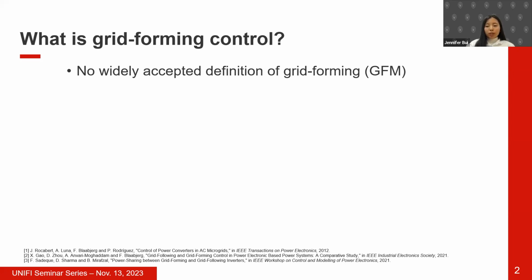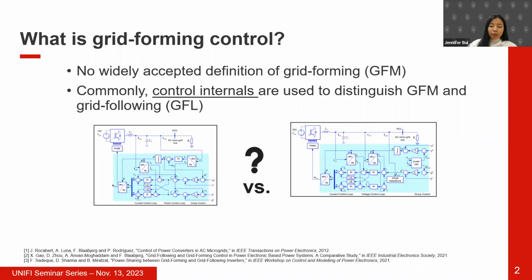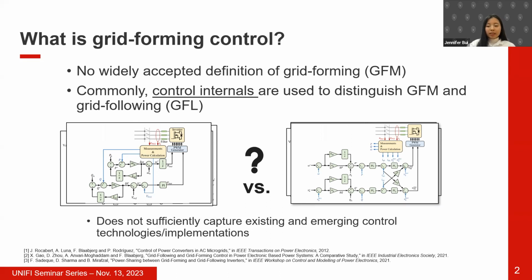One common approach used to clarify what we each mean when we use the term grid forming is to detail the internal control structure and compare how it differs from existing grid following technology. This usually calls for closely looking at various block diagrams and seeing how they fit under their assigned labels. Unfortunately, this method does not fully capture all existing control schemes, and it's unclear how it can be applied to emerging control technologies. And so in my work, I explore a different perspective on how to characterize a device.